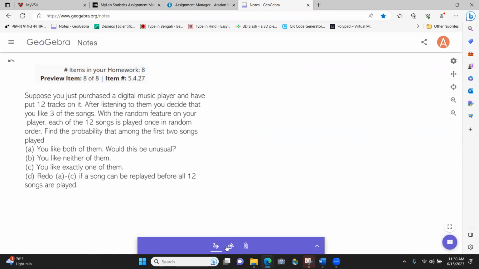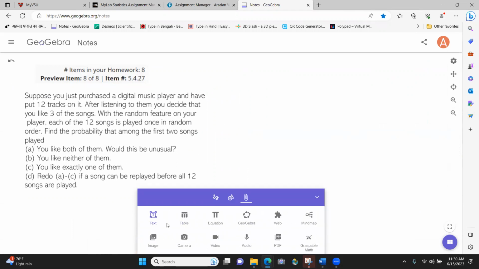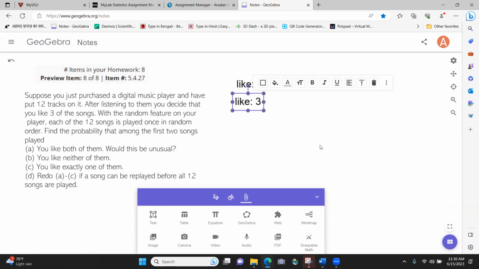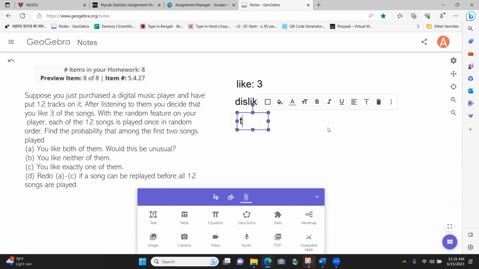Suppose you just purchased a digital music player and you have 12 tracks. After listening to them, you decide you like three of the songs. So let's jot down a few points. How many do you like? Three. How many do you dislike? There are 12 tracks, so you must dislike nine. And the total is 12. Okay, just facts from the question.